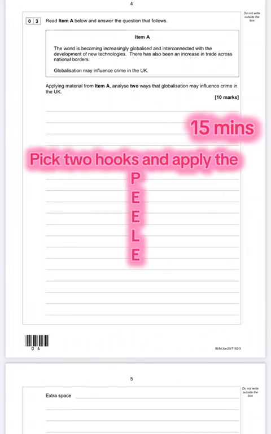Question number 3 is your 10 marker with an item. Use 15 minutes for this. That's 7.5 minutes per PEL paragraph. Pick 2 hooks from that item. So there'll be hints in there, hints at the answers. You've got to hook onto it and use that PEL paragraph structure.